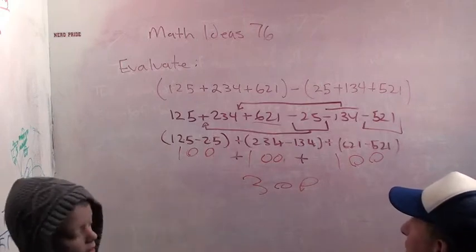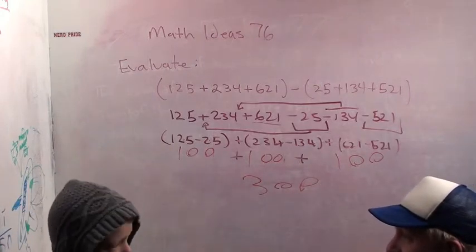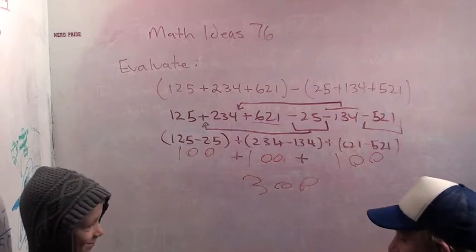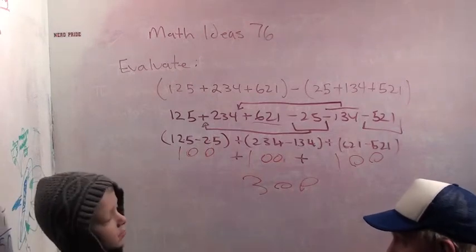So that's the distributive property and the commutative property. And at a different time we'll learn about the associative property.